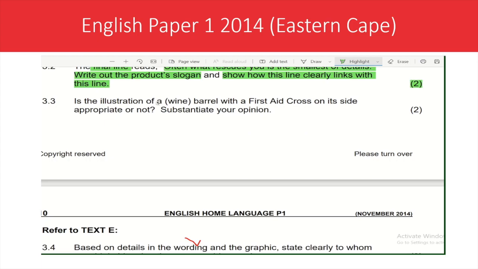So, is the illustration of a wine barrel with a first aid cross on its side appropriate or not? Substantiate your answer for 2 marks. So what is it asking you? Is the illustration of the wine barrel with this first aid cross appropriate or not? Is it easy for the viewer to understand? And then you need to substantiate your answer. So you need to give a reason for your answer, provide evidence for your answer. And that is how you're going to get your 2 marks over here.